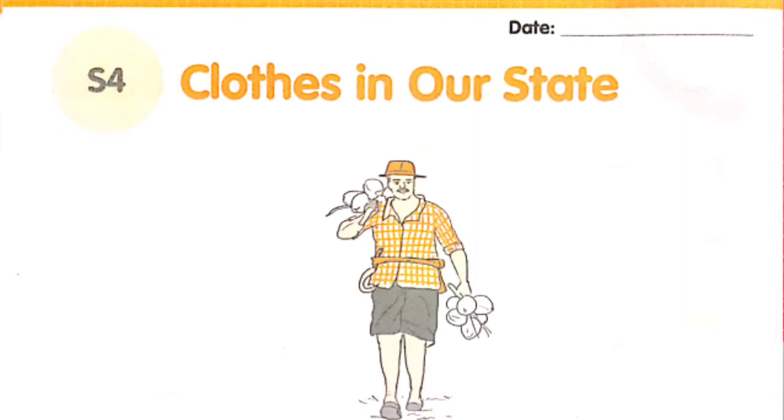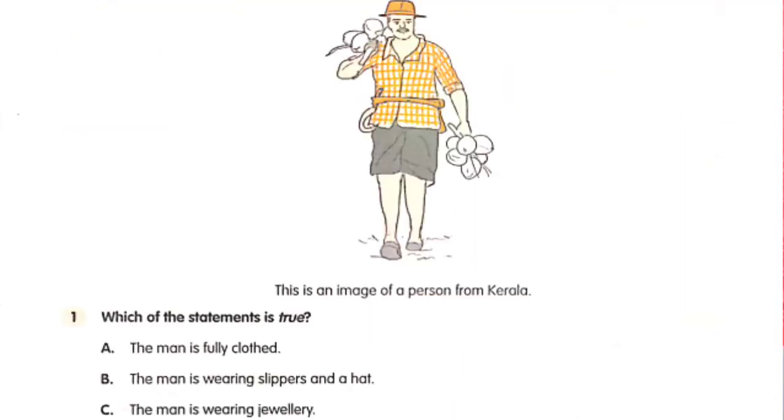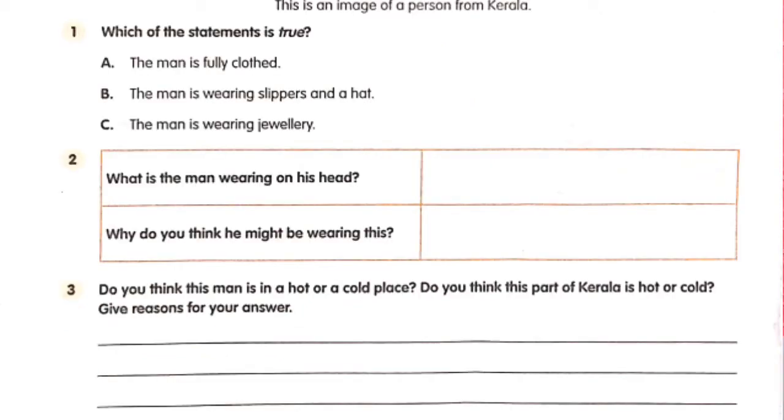He is from Kerala. First question, which of the statements is true? The man is fully clothed. The man is wearing slippers and a hat. The man is wearing jewelry. So which statement is true? You will tick on that. Second question, what is the man wearing on his head?